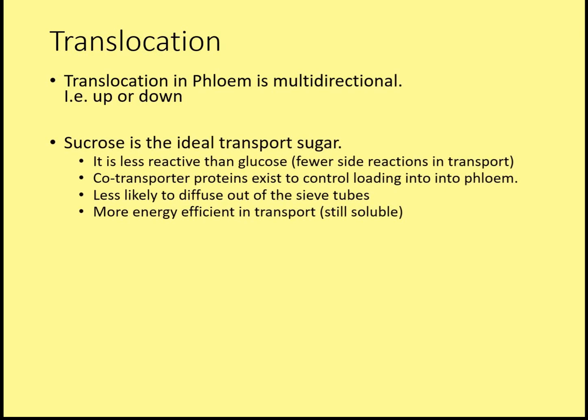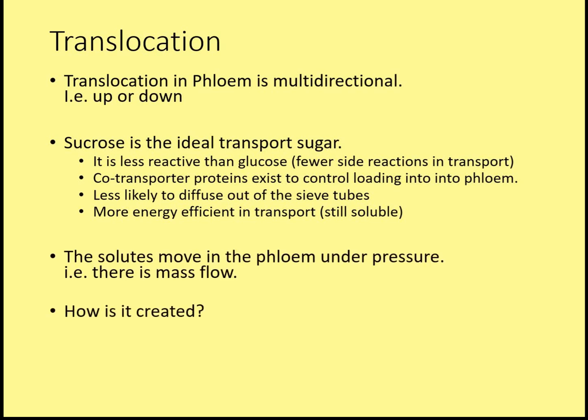Sucrose is an ideal transport sugar. There have been exam questions about this before. The key thing about sucrose is that it's a non-reducing sugar, so it's less reactive than glucose, which means that fewer reactions are likely to occur with it inside the phloem and inside cells when it's being translocated. It's less likely to be used in respiration. There are special co-transporters that I'll talk to you about that allow it to be loaded and unloaded into and out of the phloem. It's less likely to diffuse out of the sieve tubes because of its structure, and it's a more energy efficient transport system.